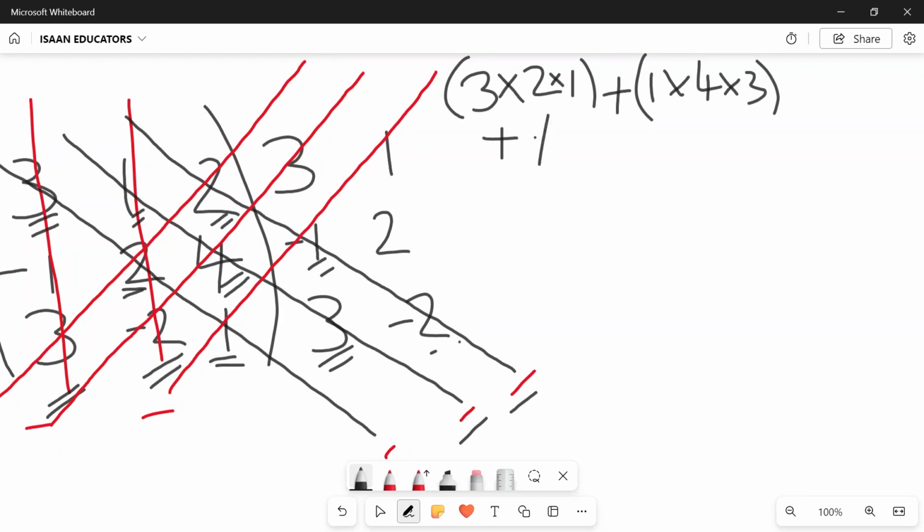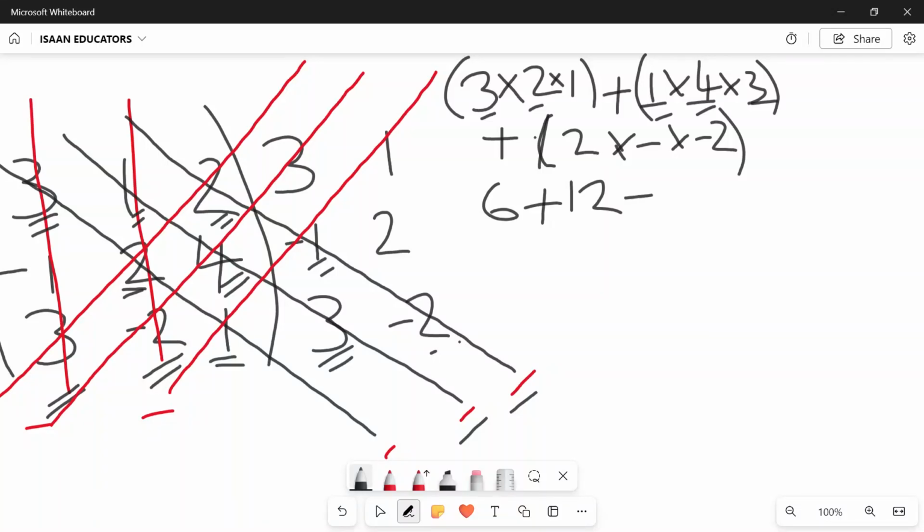So we are going to do it. We have said that it is 2 multiplied by -1 and then multiplied by -2. So we are going to do that simple calculation. 3 multiplied by 2 is 6, multiplied by 1 is 6. So you're going to take 6. Then you're going to add 1 multiplied by 4, which is 4, then 4 multiplied by 3, which is 12.